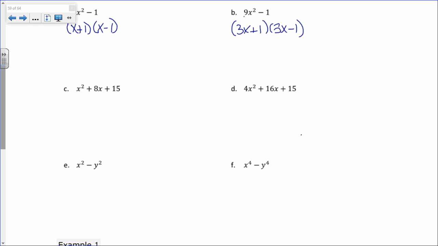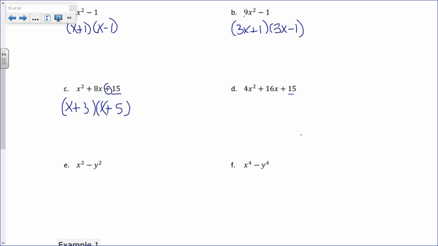For letter C, it's just a polynomial. Factors of 15 that add up to 8 are 3 and 5. And since the last sign is positive, the signs are the same. Take the sign in the middle, so it's plus and plus. D is kind of similar. We have a 15 on the end, and we have an 8 and 16.